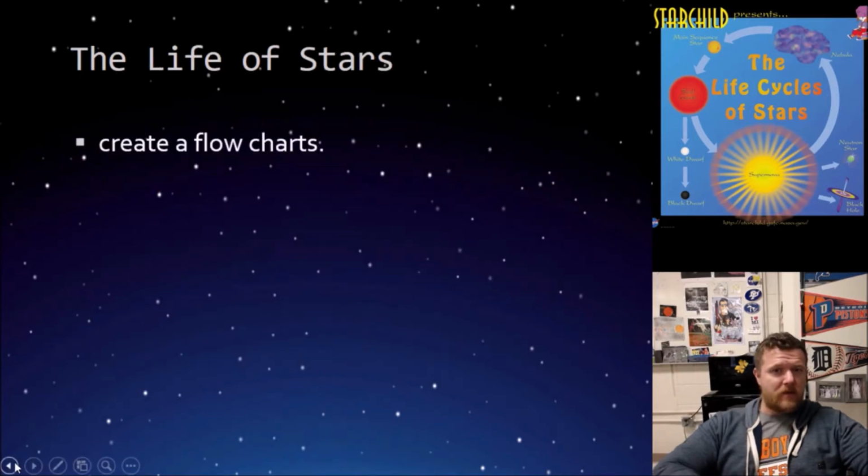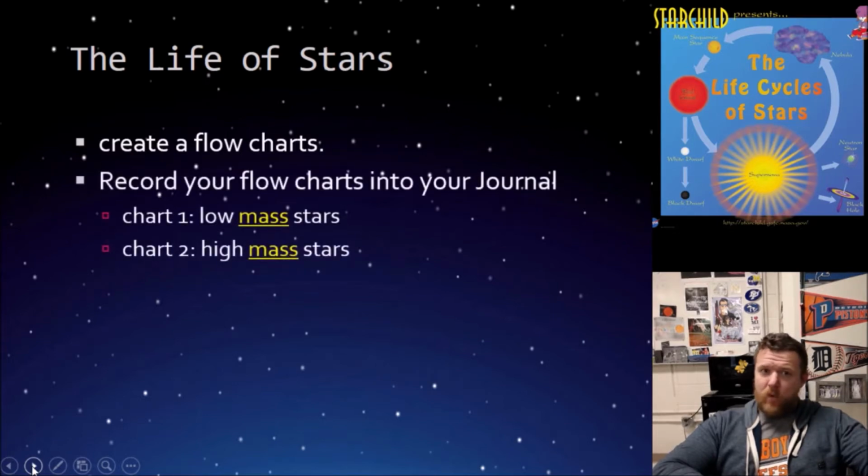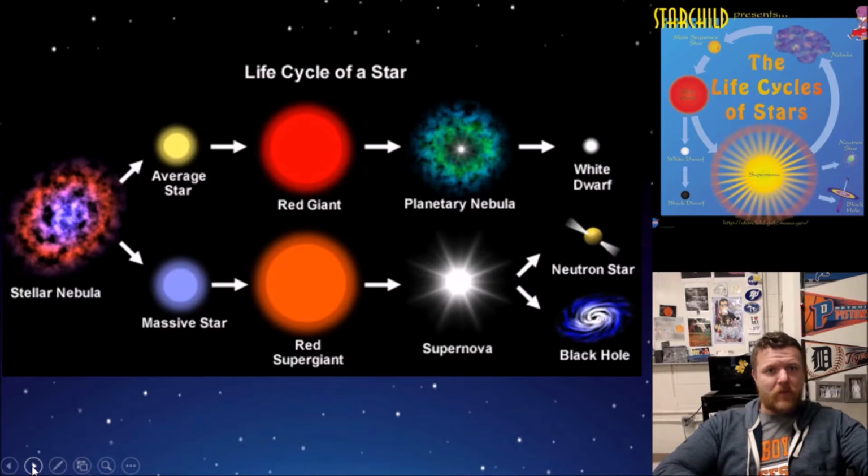I would like you guys to start off by making a flowchart in your science journal. You're going to have one section for high mass stars, one section for low mass stars. It's going to look something like this. So take a moment and copy this into your science journal. And now we're going to go through each one of these stages and try to figure out what is happening.